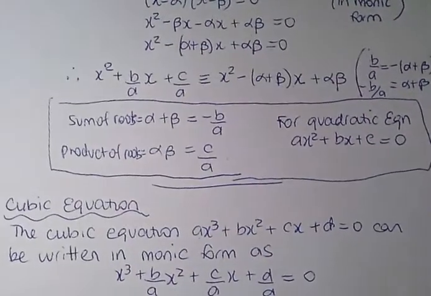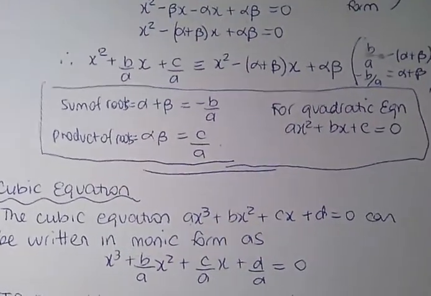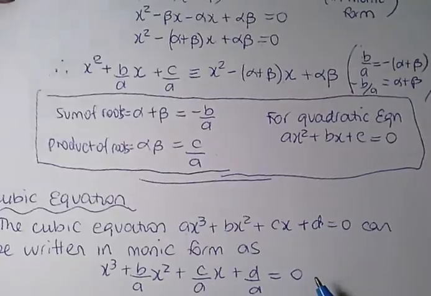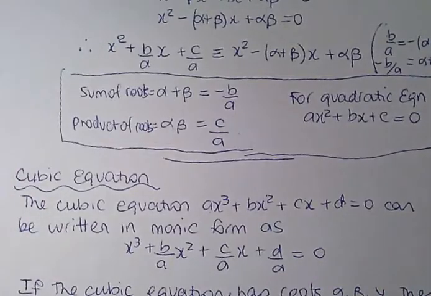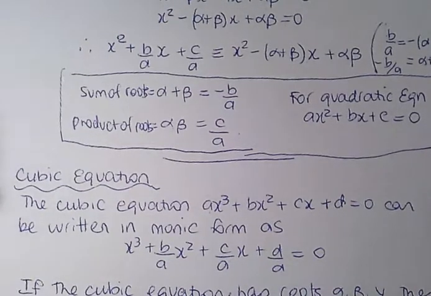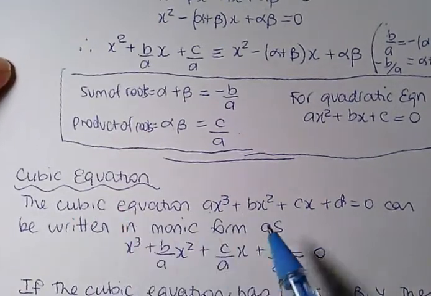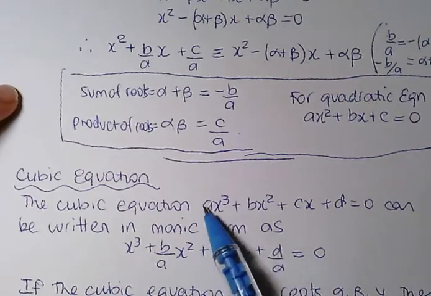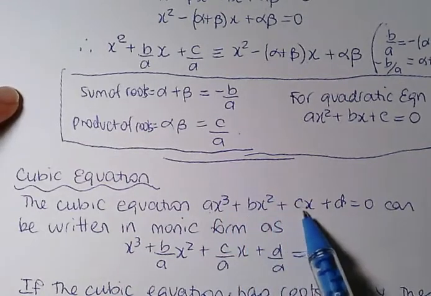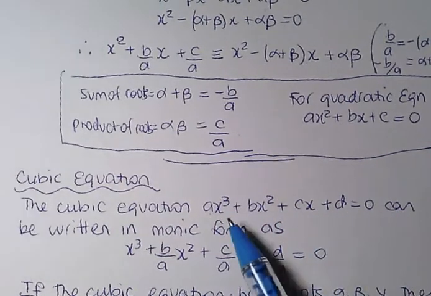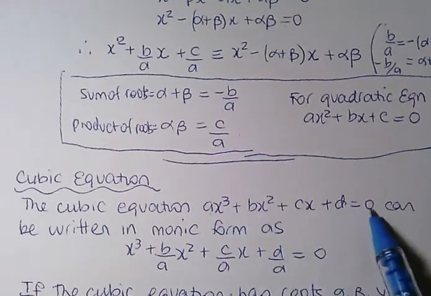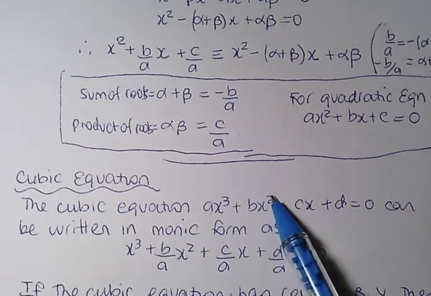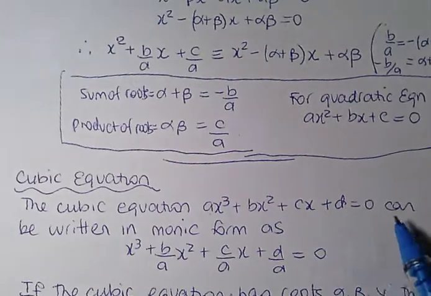Now, cubic equations, we were looking at factorizing these last week, and so this week we're again looking at using sums and products of roots for cubic equations. So the cubic equation would start off the same way: ax cubed plus bx squared plus cx plus d equals 0. So we always start with a, b, c, d: the x cubed term, the x squared term, the x term, and the constant term.